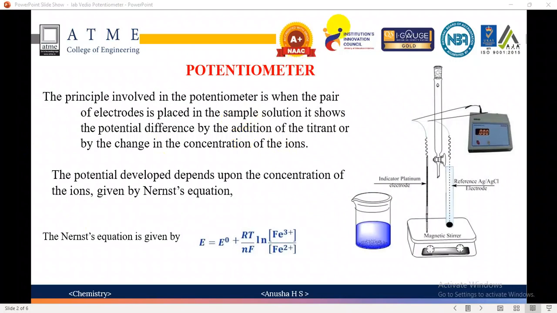While we are adding the titrant to the solution, it gradually changes the potential. This mainly depends upon the change in the concentration of the ions. The potential developed depending upon the concentration of the ion is given by the Nernst equation: E is equal to E naught plus RT by nF ln Fe3+ divided by Fe2+. Here the oxidation reaction takes place, so the Fe2+ ion undergoes oxidation and converts into Fe3+ ions.